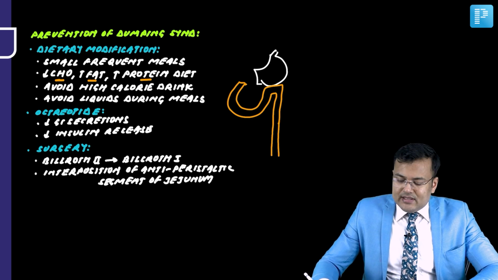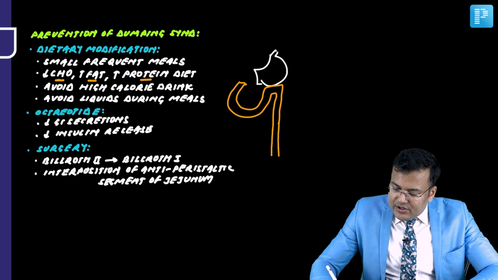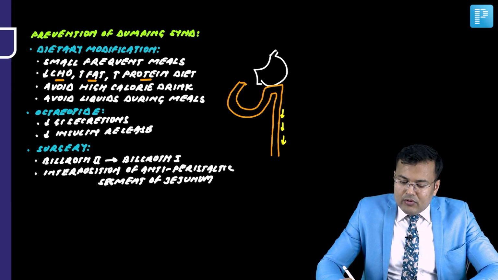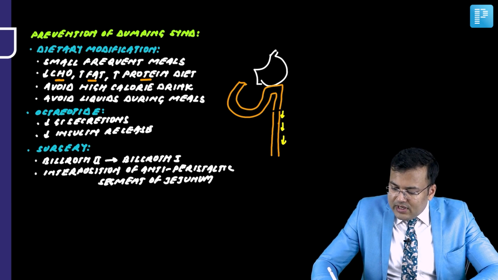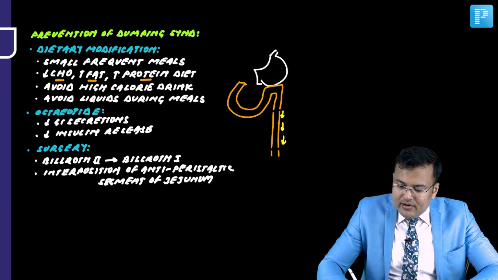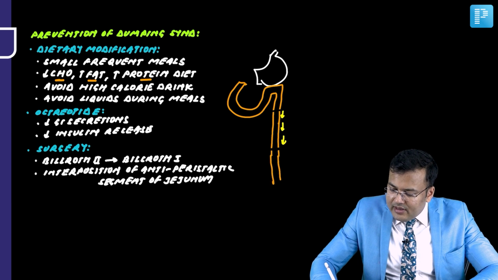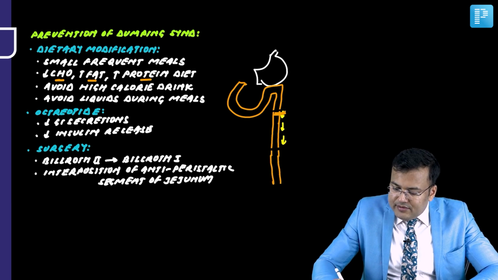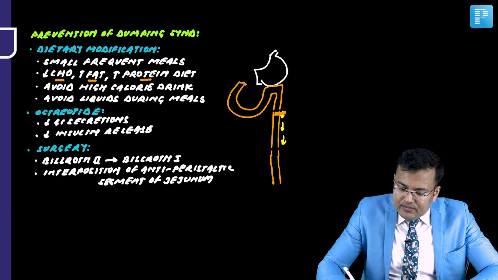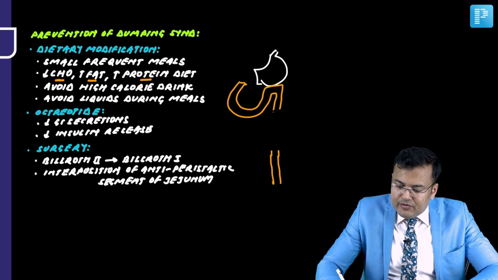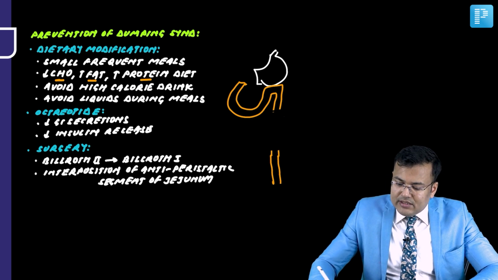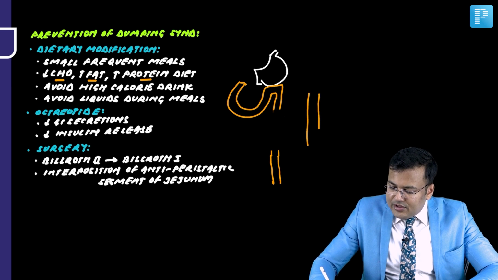What is the direction of peristalsis here in the jejunum? You can see it is like this, antegrade. What you do is remove this part of the jejunum. Clear? Now see the final picture. This part of the jejunum is removed, and the direction of peristalsis was something like this.